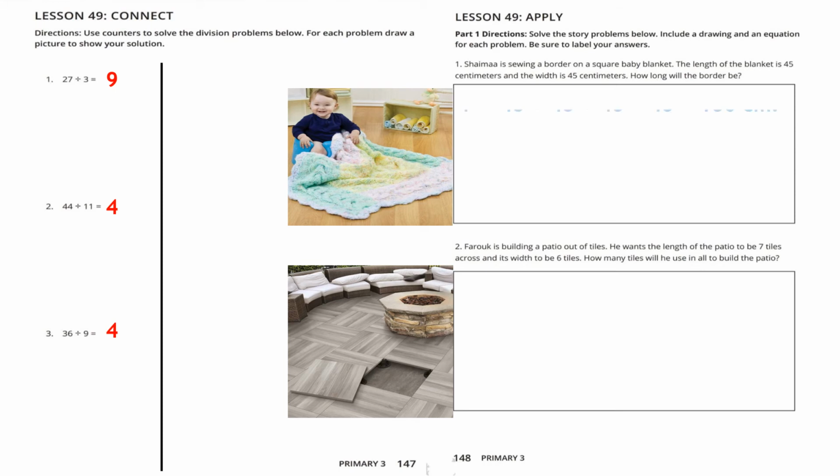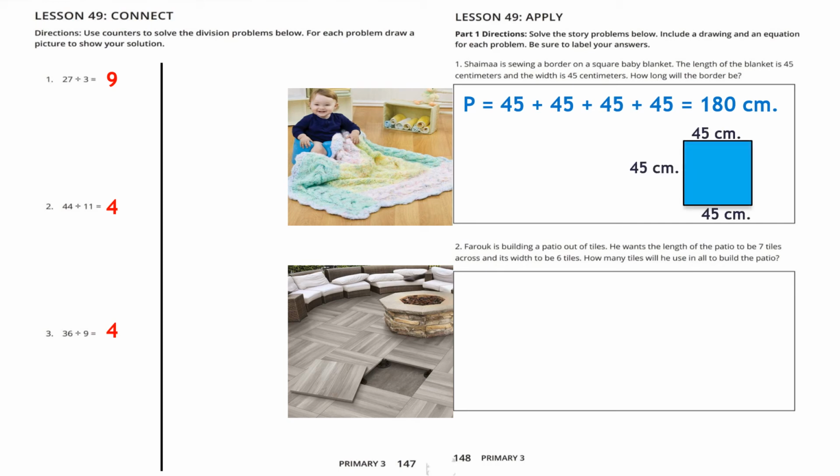So the perimeter will be 45 plus 45 plus 45 plus 45. I can add them 2 by 2. 45 plus 45, 90. And 45 plus 45, 90. 90 plus 90, 180 centimeters. I can draw it like this, okay, to find the perimeter.